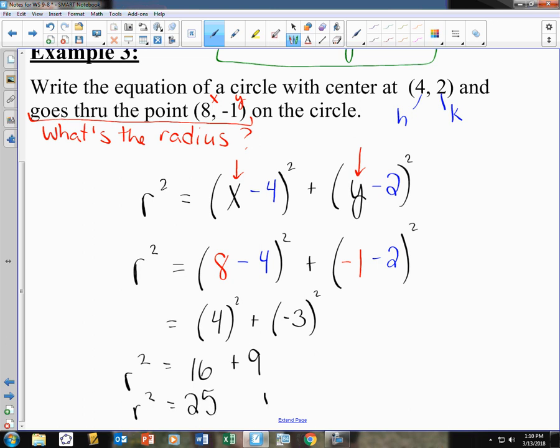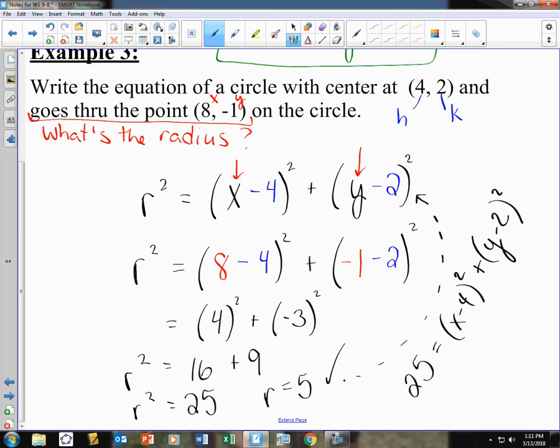Boom. All right, now we can go back up to this equation and fill in the r. So 25 will be equal to x minus 4 quantity squared plus y minus 2 quantity squared. And so this is our equation. And it is complete because we have the center right here at 4, 2, and we figured out what the radius was. And so in the equation, it's now r squared. So there we go. That is how we work with equations of circles.